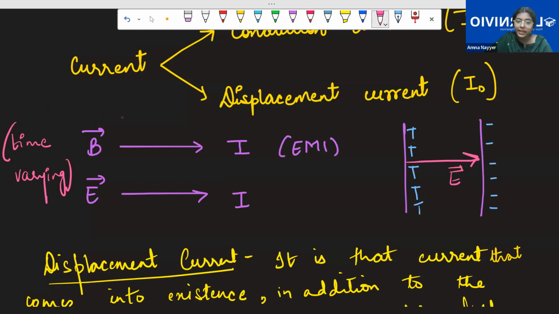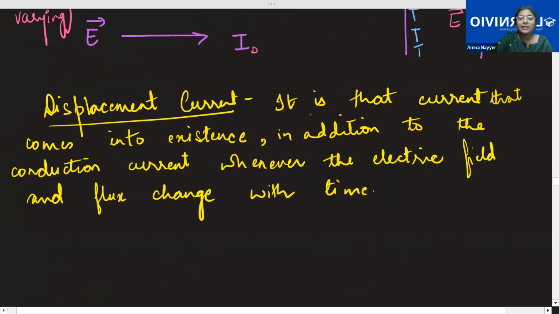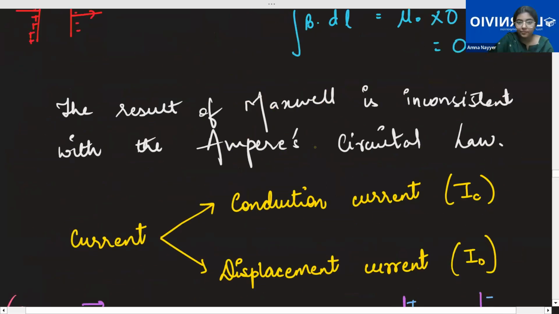A change in the magnetic field will produce a change in current, that is our conduction current. And this change in electric field will produce a displacement current. That is what the displacement current is about. It is that current that comes into existence in addition to the conduction current, whenever the electric field and electric flux change with time.